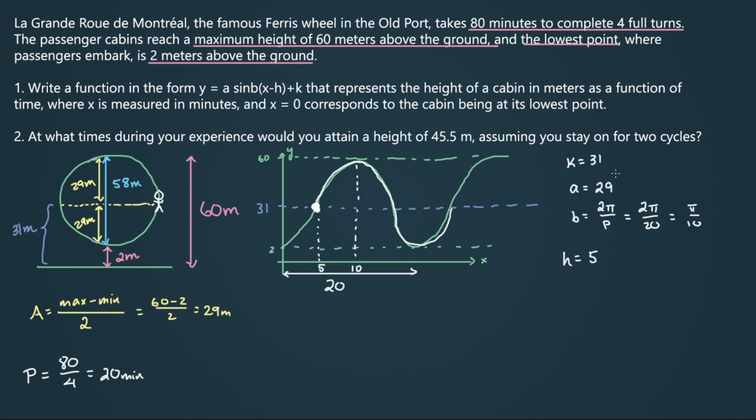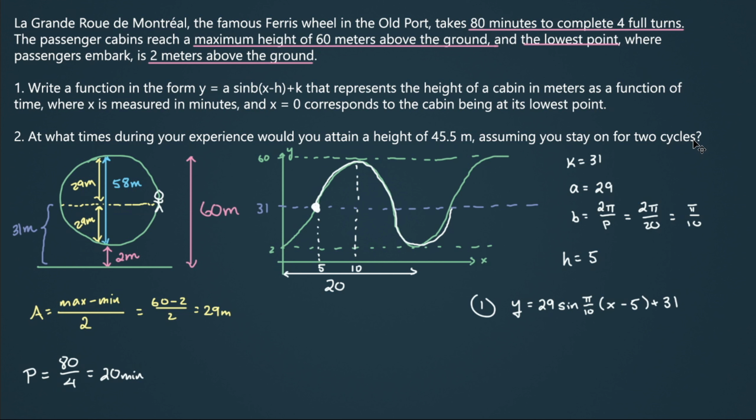And so now we have all the ingredients we need to write a rule for my sine equation, right? We could say y is equal to a, we said that was 29, okay? We have sine, b, we said that was pi over 10, and we've got x minus 5, plus 31. And that's going to be the rule for question 1.